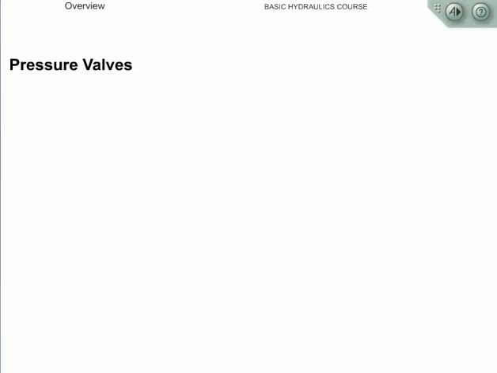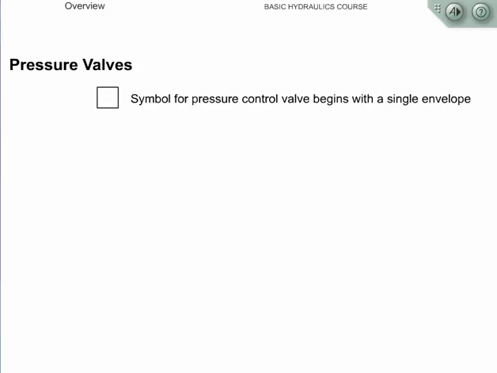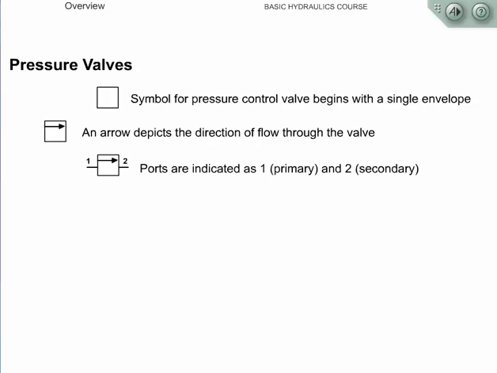Pressure valves. The symbol for a pressure valve begins with a single envelope. The arrow in the envelope depicts the direction of flow through the valve. The ports are indicated as 1 and 2 or primary and secondary. Flow through the valve is from the primary to the secondary port. Notice that in the normal position, the arrow is not aligned with the ports. This indicates that the valve is normally closed. All pressure valves are normally closed with the exception of a pressure-reducing valve, which is normally open.